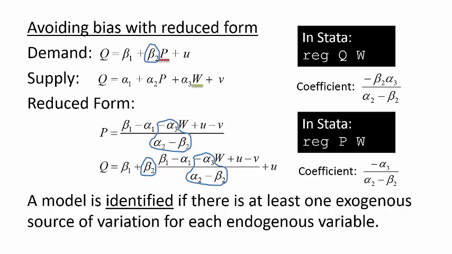Let's apply this same idea to check whether we can estimate the supply relationship. The supply relationship includes an endogenous variable P. This means that we would need an exogenous source of variation in P that comes from the demand relationship. However, there is no such exogenous variable in the demand function, so the supply relationship is not identified. That means that no matter how we rearrange the coefficient estimates in the reduced form equations, we will never be able to estimate alpha 2 on its own.